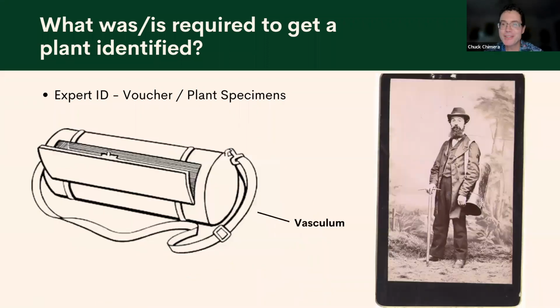Another specialized device all the cool botanists carry is this item called the vasculum, which is basically a collecting box for plants, typically in the form of a flattened cylinder or a metal case that's got a lengthwise opening and it's carried on a shoulder strap. And this is to collect plant specimens and keep them from getting crushed in your pack. So it's a pretty bulky item.